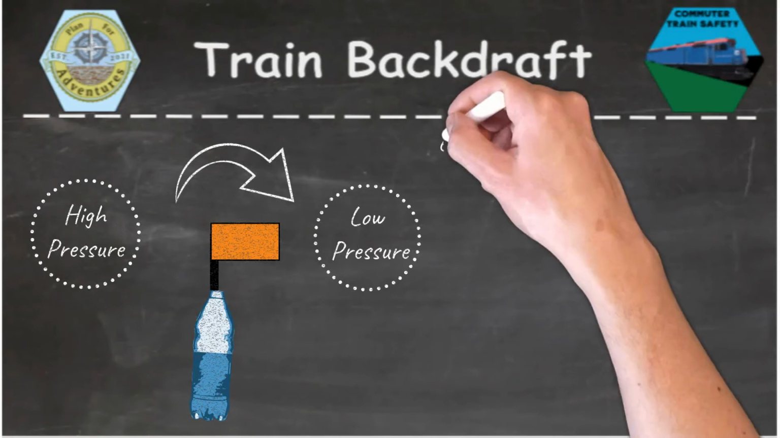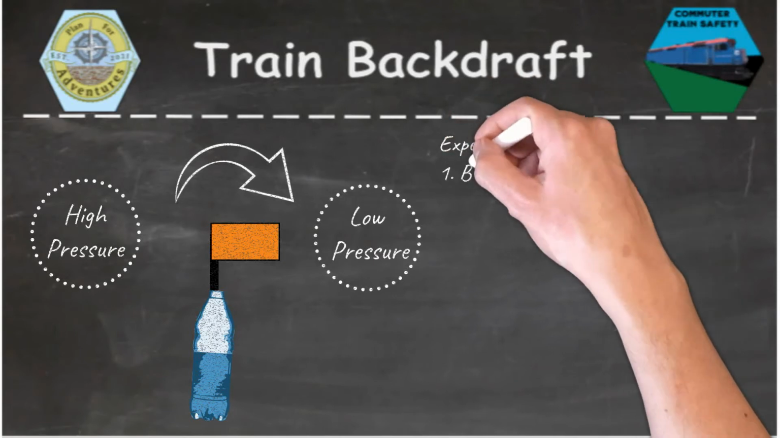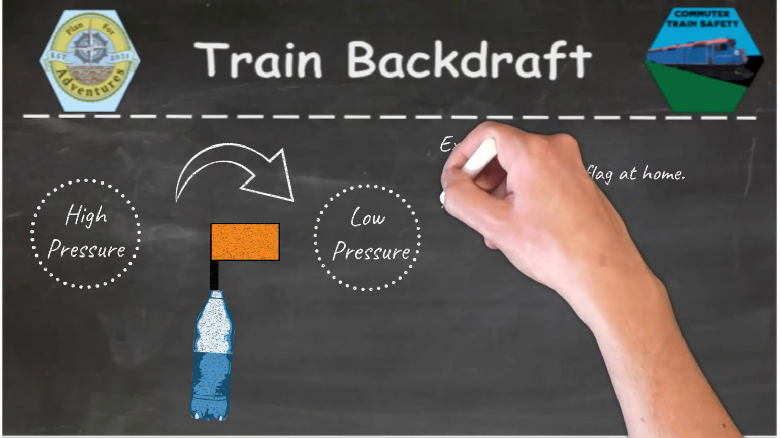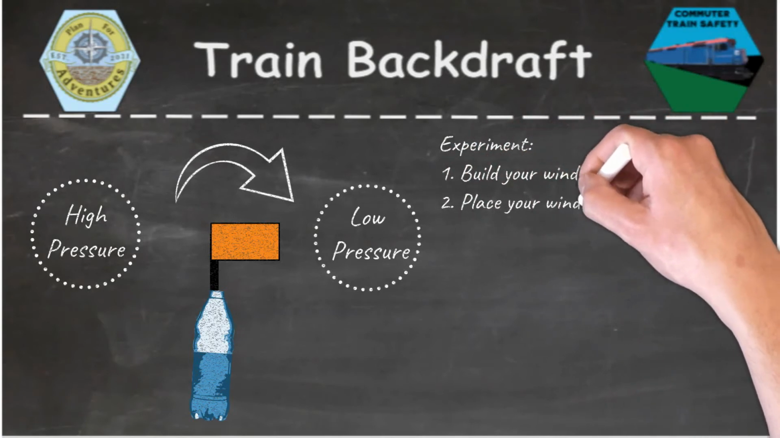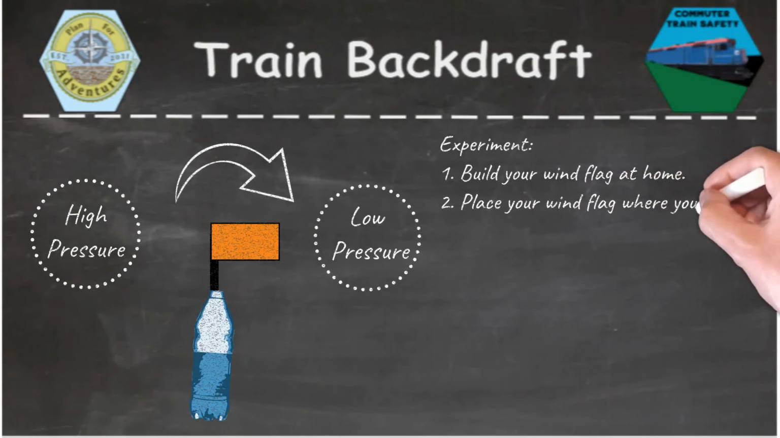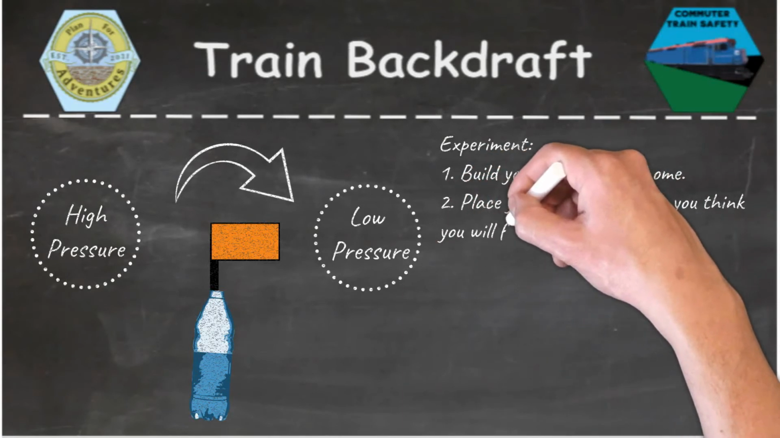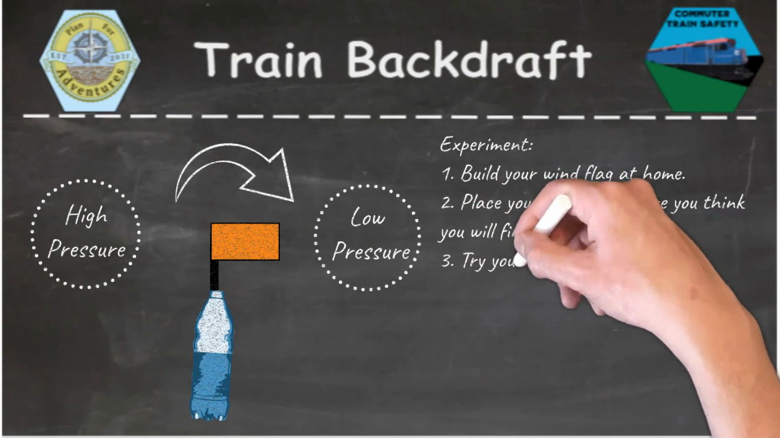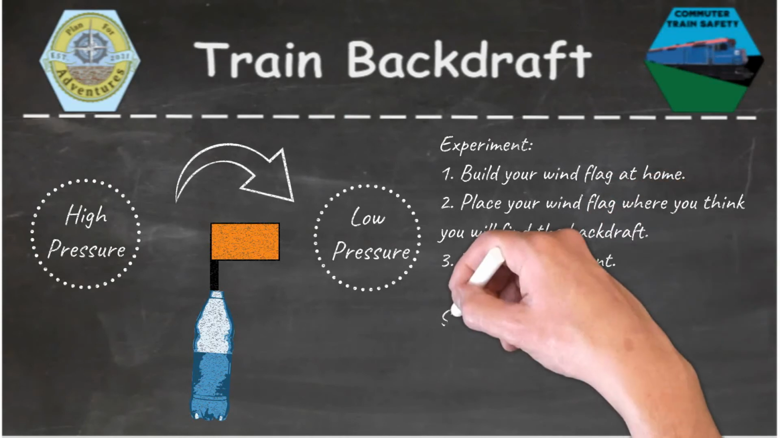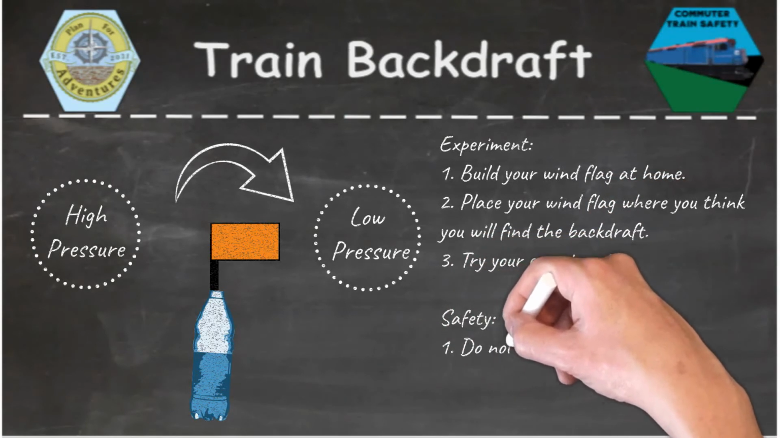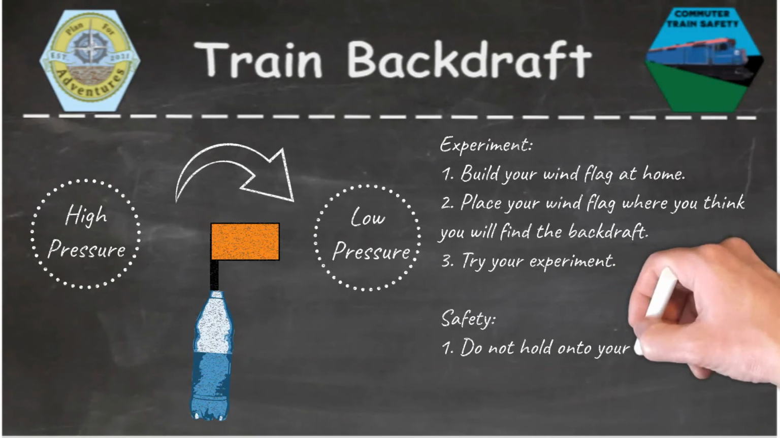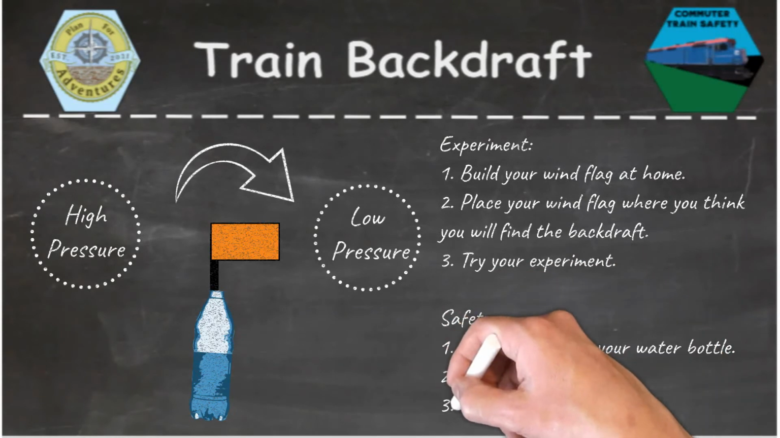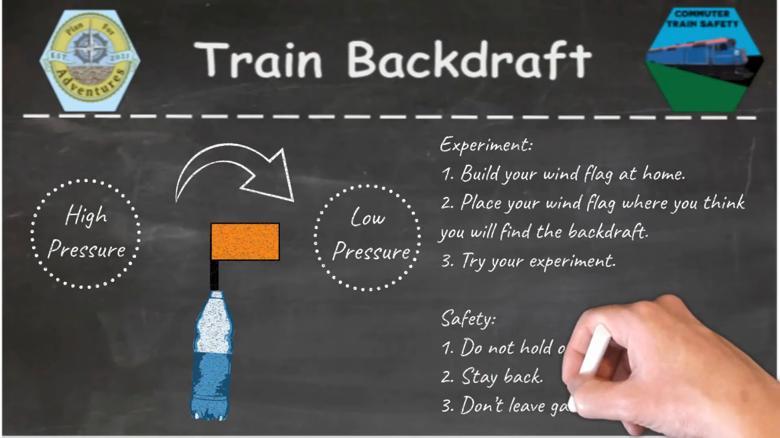So for this experiment, we're going to ask that you build your wind flag at home using a water bottle, a straw, and paper that you cut into a flag. Go ahead and place your flag where you think you'll find the train backdraft. Keep in mind, this will be right next to a train as a train is coming into the train station. Make sure that as you do this, you are standing far enough back to stay out of harm's way. That water bottle can move if the train pushes it over. So make sure that you keep yourself in a safe area so that you're not harmed while doing this experiment.